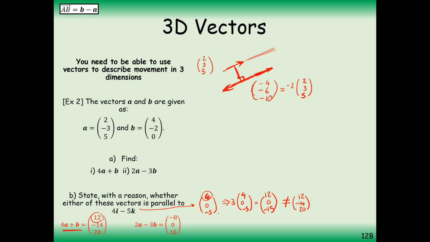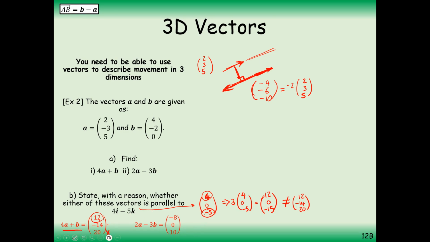Now you could take any other factor and check whether if you multiply -5, for example, by some number to get 20, you're still not going to get this vector exactly, because 4 times -4 will be -16 and won't match up with 12. So we say no, this vector is not parallel to 4i minus 5k.